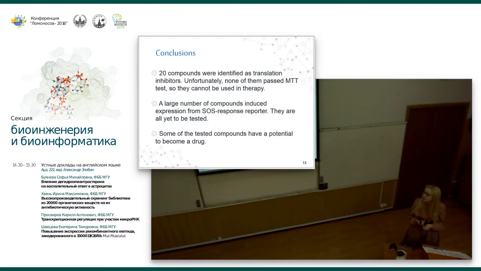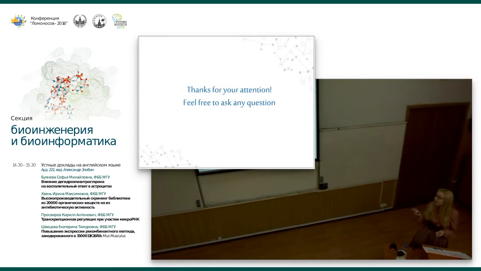So we can conclude that 20 compounds were identified as translational inhibitors, and only five of them were proven to be direct translational inhibitors. Unfortunately, none of them passed the MTT test for toxicity for eukaryotic cells, so they cannot be used in therapy. Then a large number of compounds induced expression from our SOS response reporter, and they are all yet to be tested. And as we think, some of the tested compounds have the potential to become a drug.